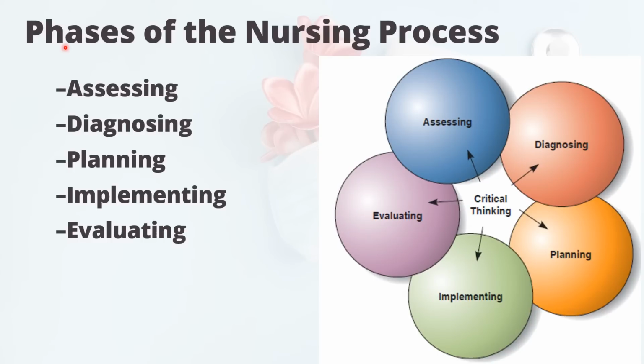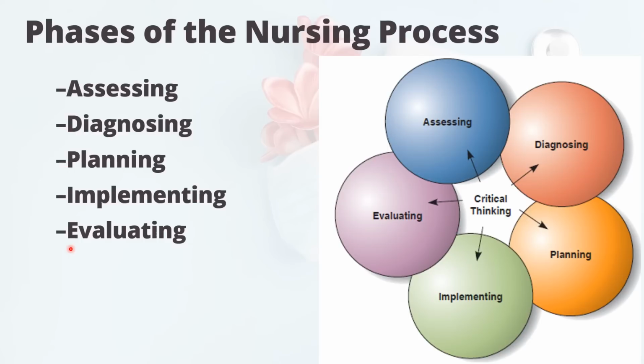So if you can see, there are 5 phases of the nursing process. We have assessing, diagnosing, planning, implementing, and evaluating. Some would call these phases a process. So they would call assessing as assessment, diagnosing as diagnosis, planning, implementation, evaluation. But this refers similarly to the same thing. So the abbreviation for our nursing process is the ADPIE, okay?